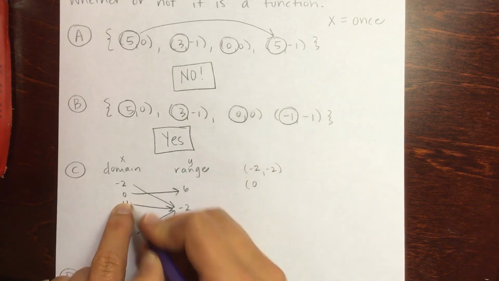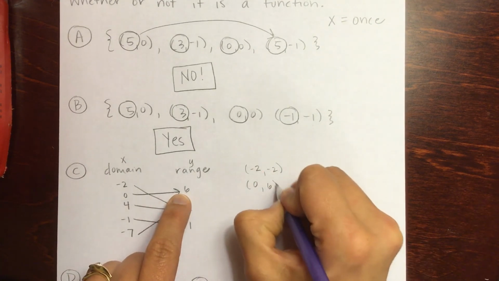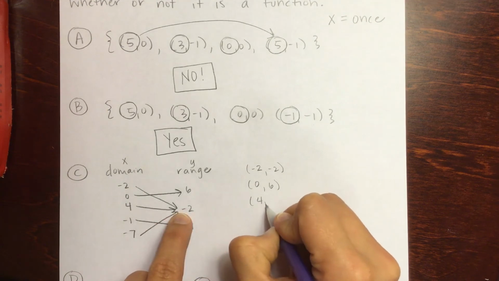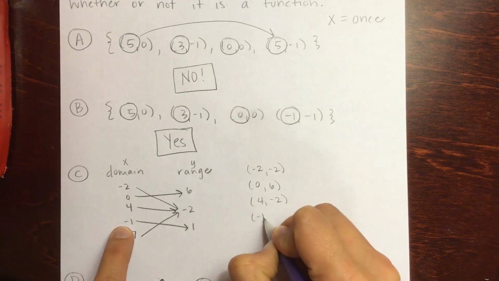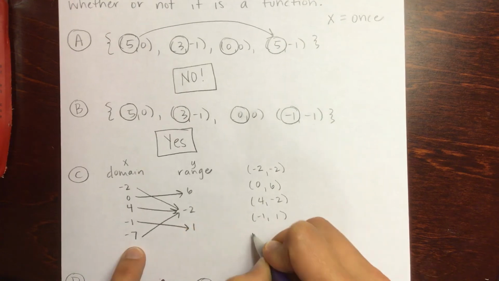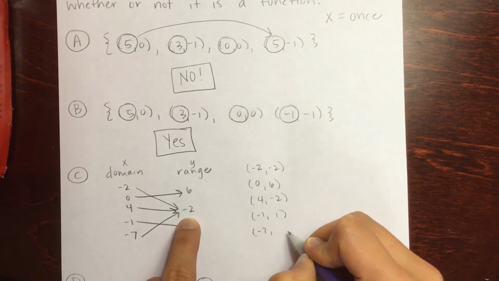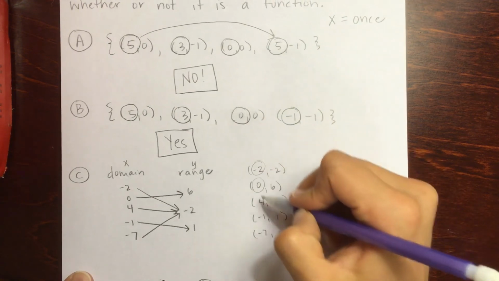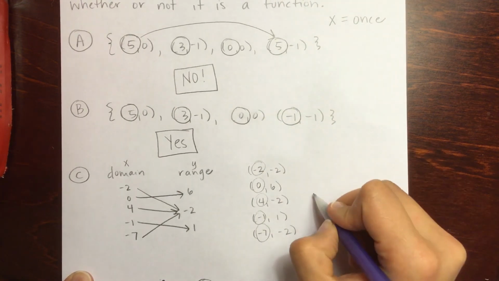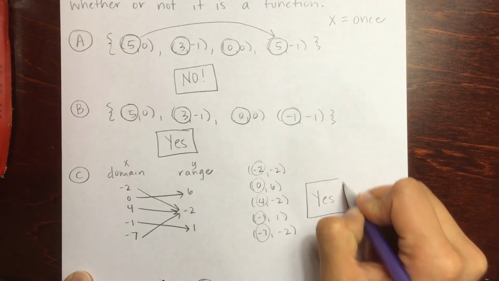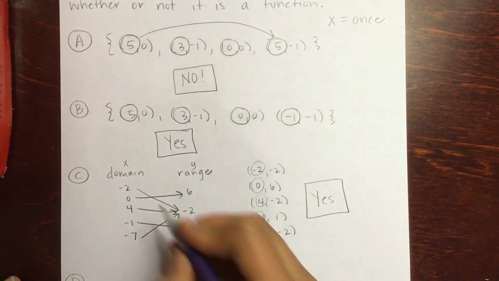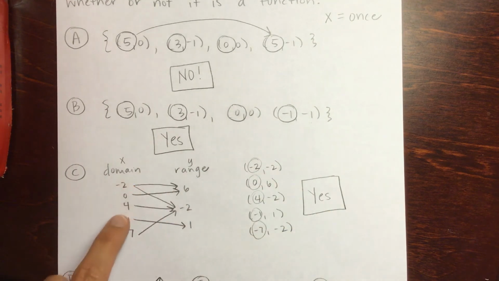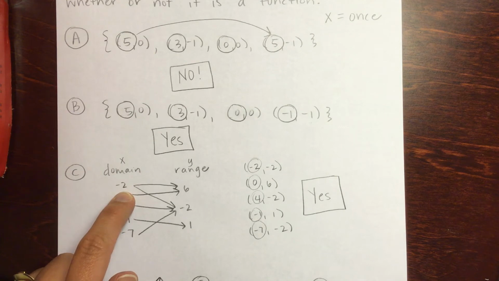Second coordinate point, 0, 6. Third coordinate point, 4, -2, -1, 1, and -7, -2. Since none of these x values repeat, this is a function. If I had had 2 arrows coming out of one of my domain numbers, then it would not be a function.